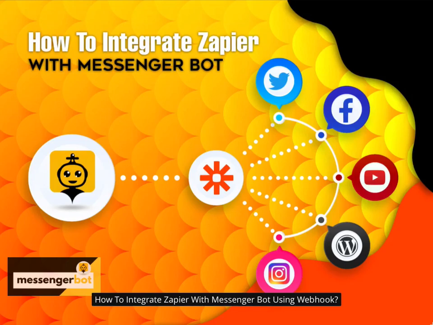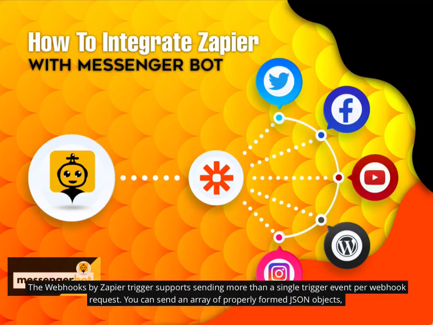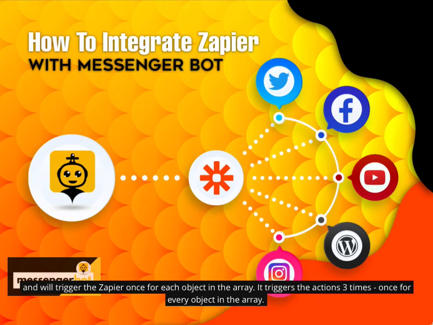How to integrate Zapier with Messenger bot using Webhook. The Webhook by Zapier trigger supports sending more than a single trigger event per webhook request. You can send an array of properly formed JSON objects, and will trigger the Zapier once for each object in the array. It triggers the actions 3 times, once for every object in the array.